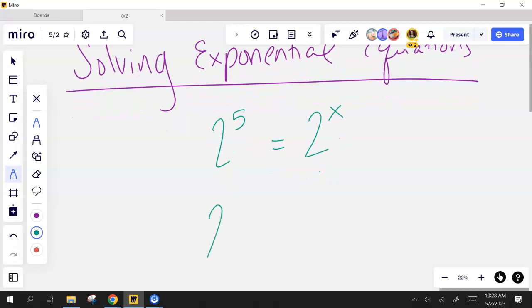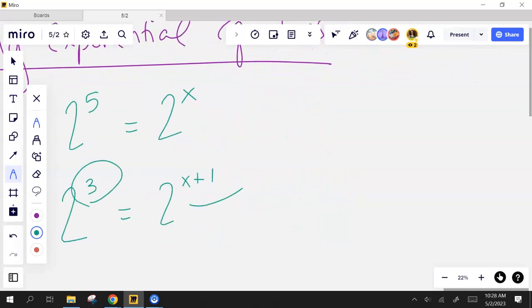What if I changed it to, it's still, because these bases are the same, then x must be, go look there. Any questions about that? That's a pretty easy concept, right? It's an easy concept, but yet it'll throw you off sometimes.